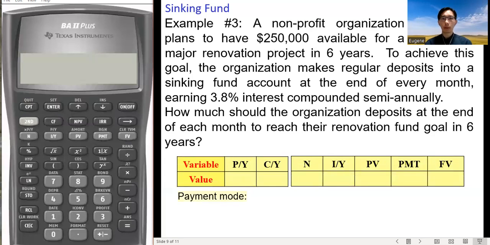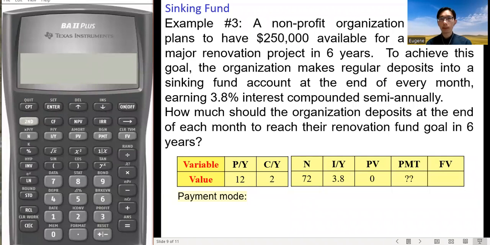Get the variables. PY is 12, monthly deposit. And CY is 2, the interest rate is compounded semi-annually. N is 72, monthly deposit for 6 years. IY 3.8. PV 0, because this is a sinking fund problem. The number 250,000 is the future value, the accumulated value.